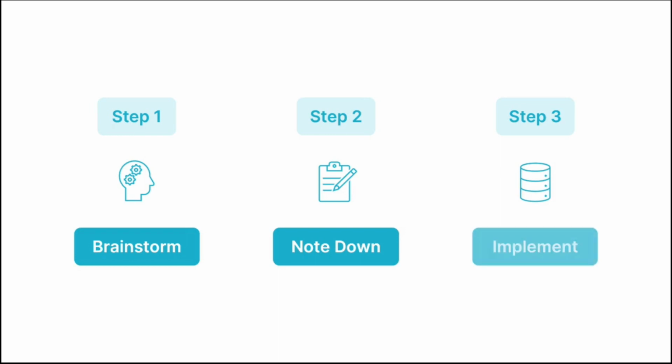After that, the next step would be to implement. So this is when you're actually creating the specific data types and data fields within your Bubble application, and also linking the option sets and data fields or data types together.